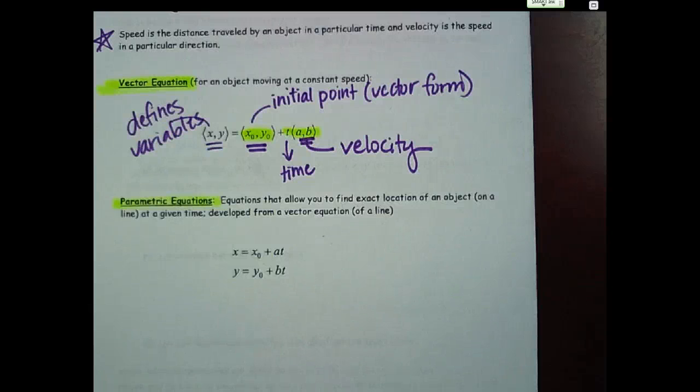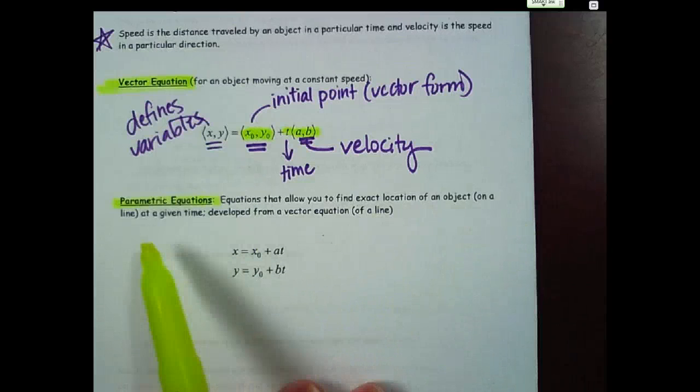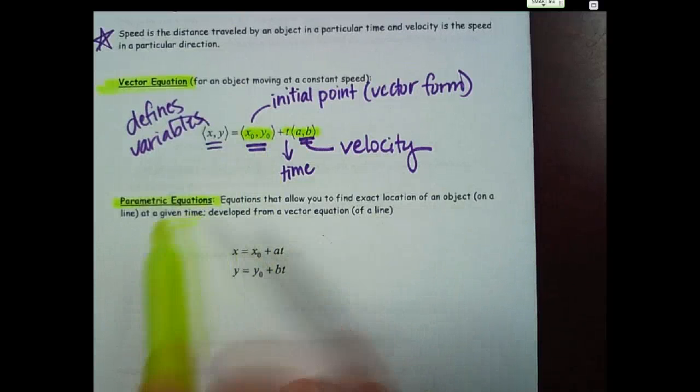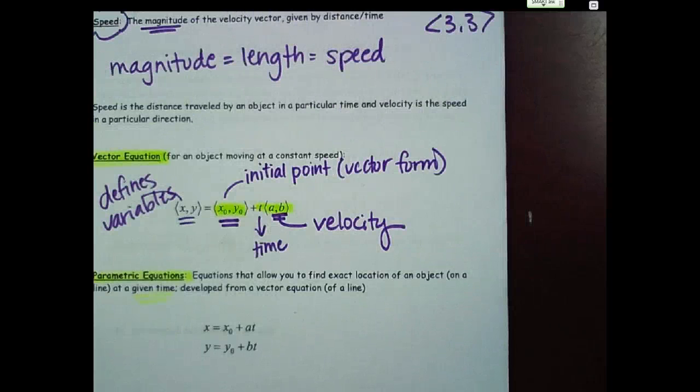Okay? And a parametric equation is just a way to define x and y in terms of time. This is an equation that allows you to find the exact location of an object at any given time. Right? It doesn't do me any good to know I'm at 4, 4 if I don't know when I'm going to be at 4, 4. Right? So this is what they've derived. Watch for a second, and I'll explain the formula to you.